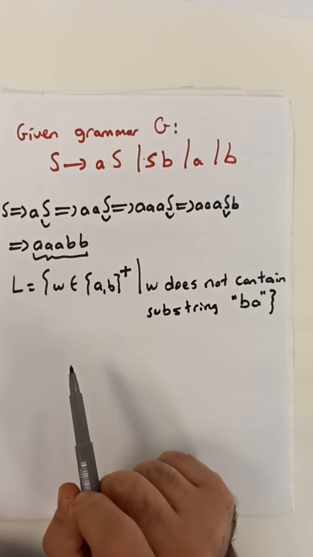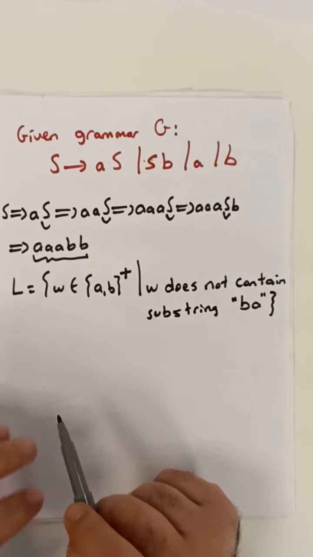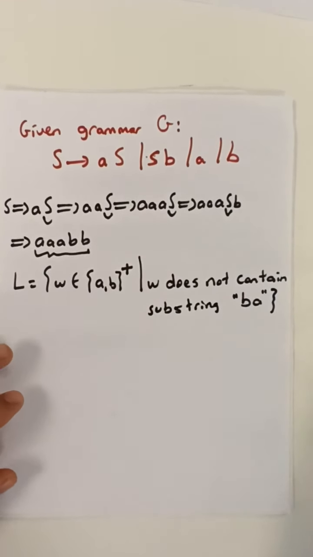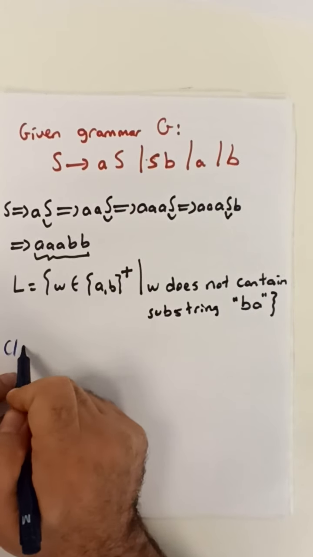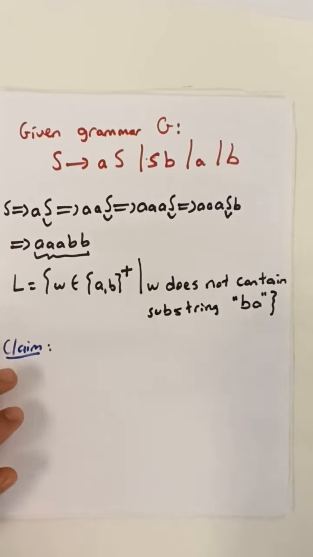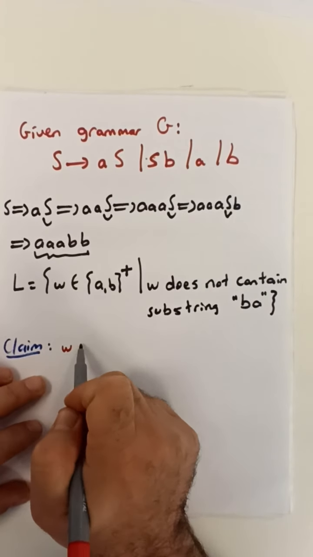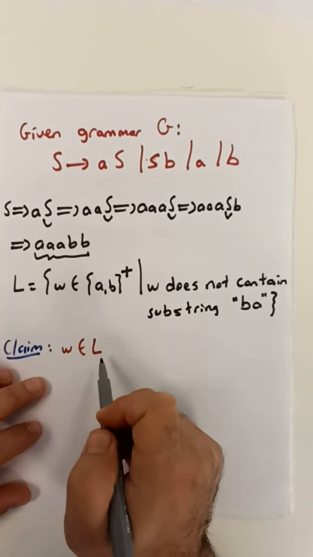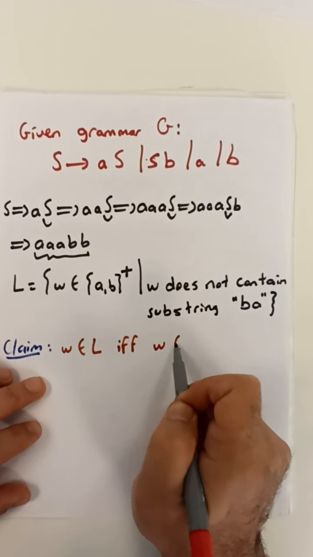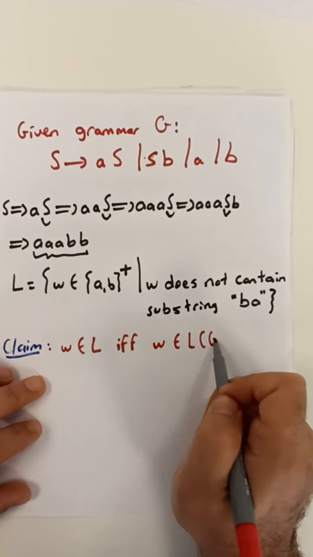Okay. Although this gives us an informal idea, normally what we should do is prove such a claim. What is our claim in this case? If we are claiming that this language corresponds to this grammar, we need to prove the following: that any given string W belongs to this language L if and only if this W belongs to the language generated by this grammar, L of G.